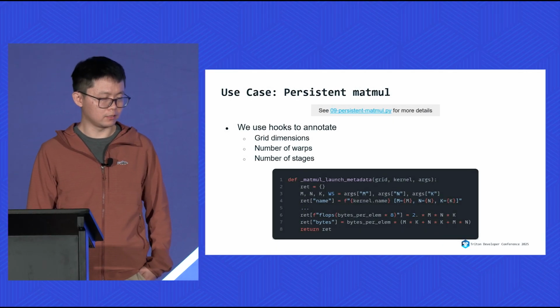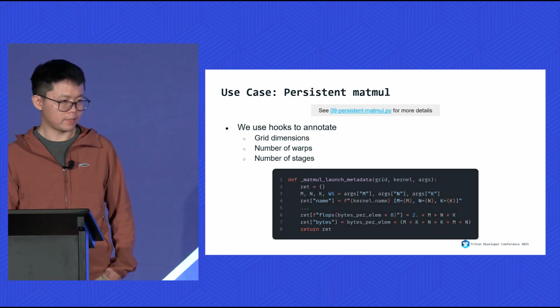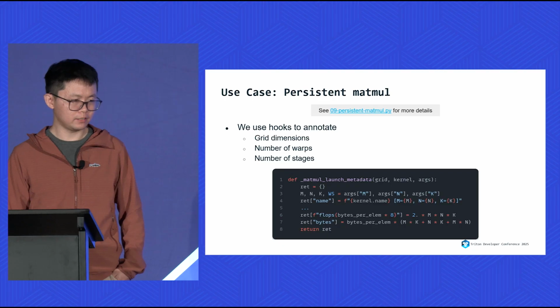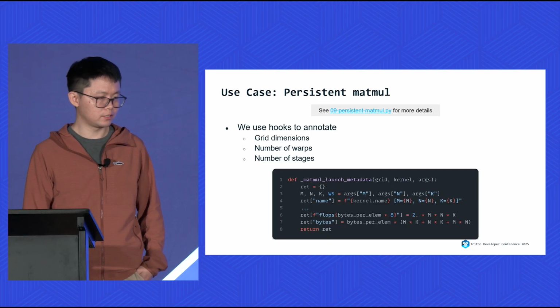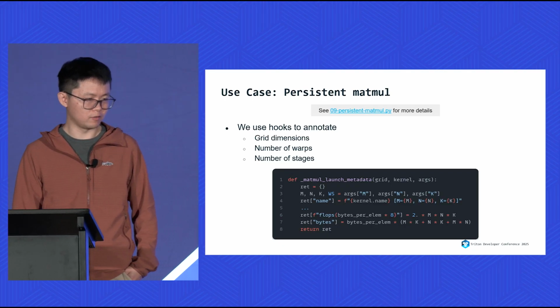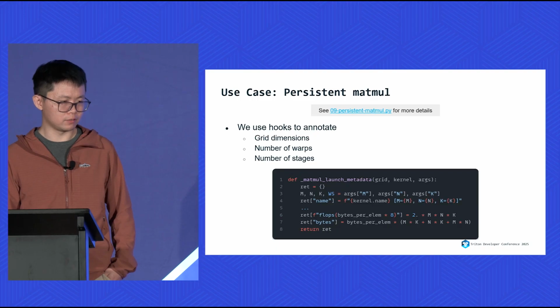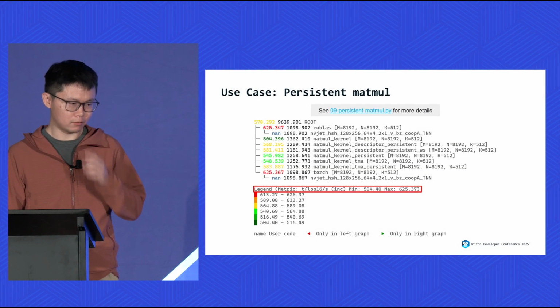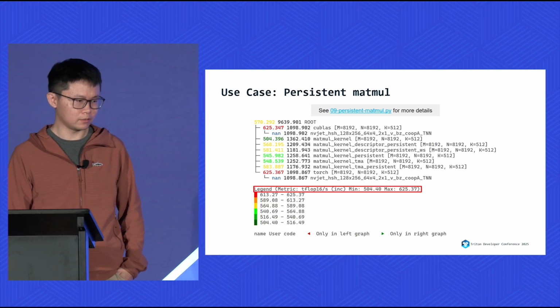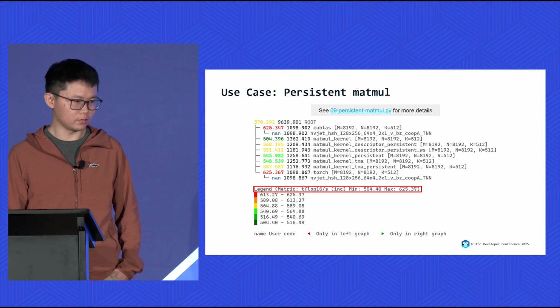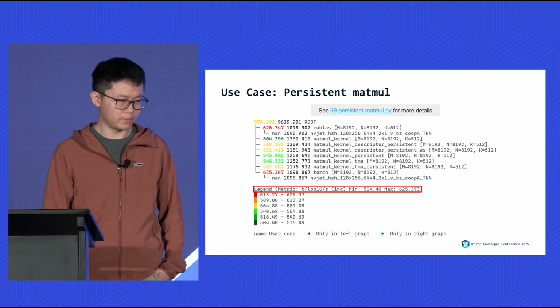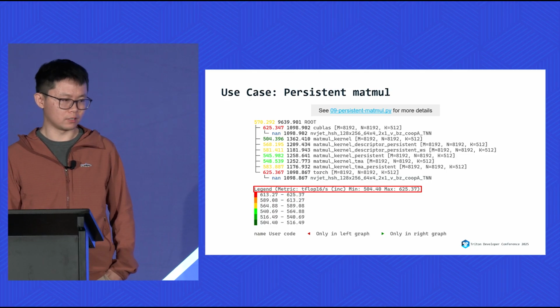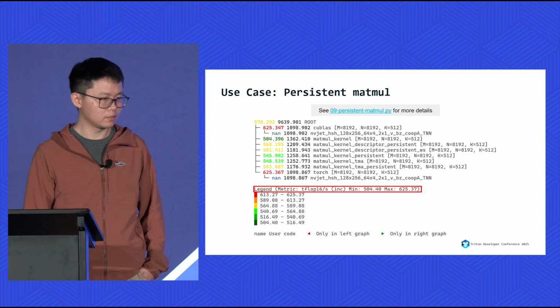We also define hooks to inspect information such as the grid size associated with this kernel launch, as well as the number of warps, number of stages, and algorithm variants related to this kernel. All this code has already been integrated into the Triton tutorial. You can find this example in 09-persistent-matmul.py and run it on your laptop or server.